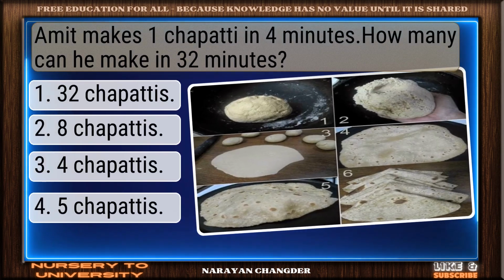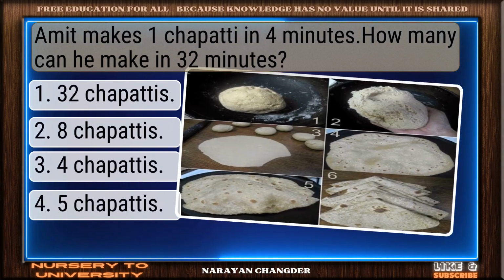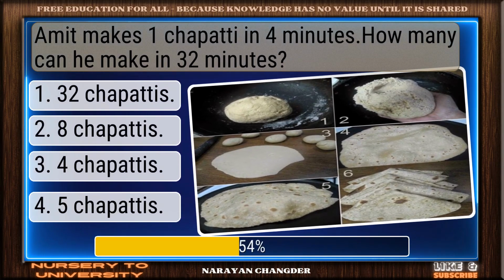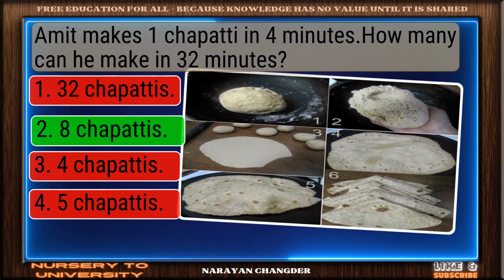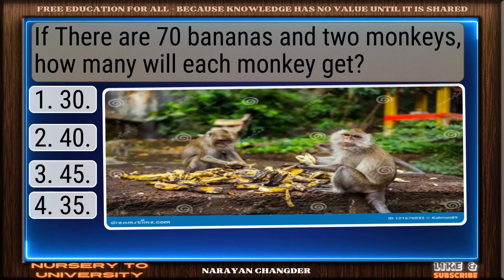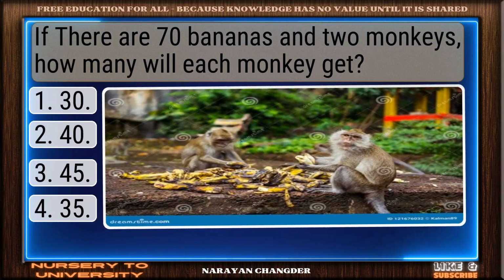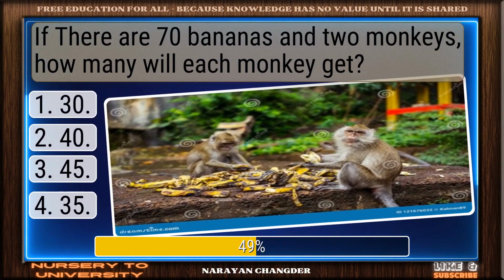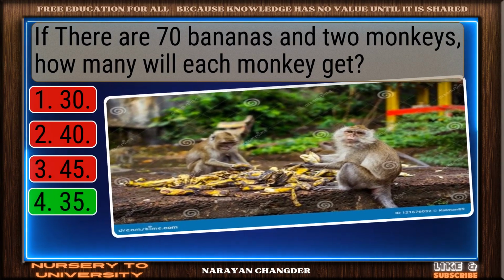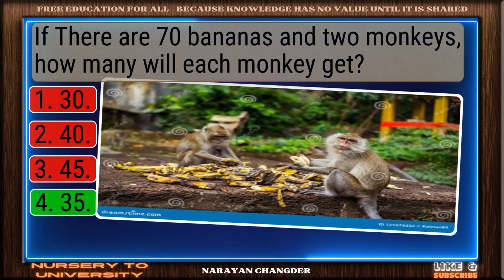Amit makes 1 chapati in 4 minutes. How many can he make in 32 minutes? Well done. 8 chapatis is the right choice. If there are 70 bananas and 2 monkeys, how many will each monkey get? Nice work. You chose 35 and it is correct.